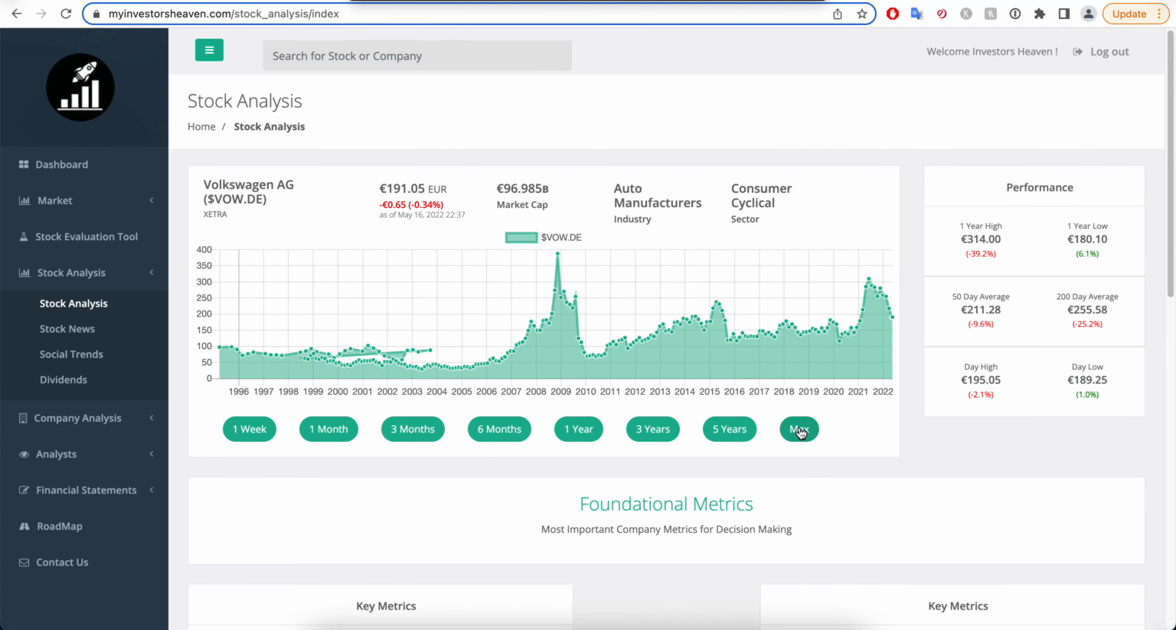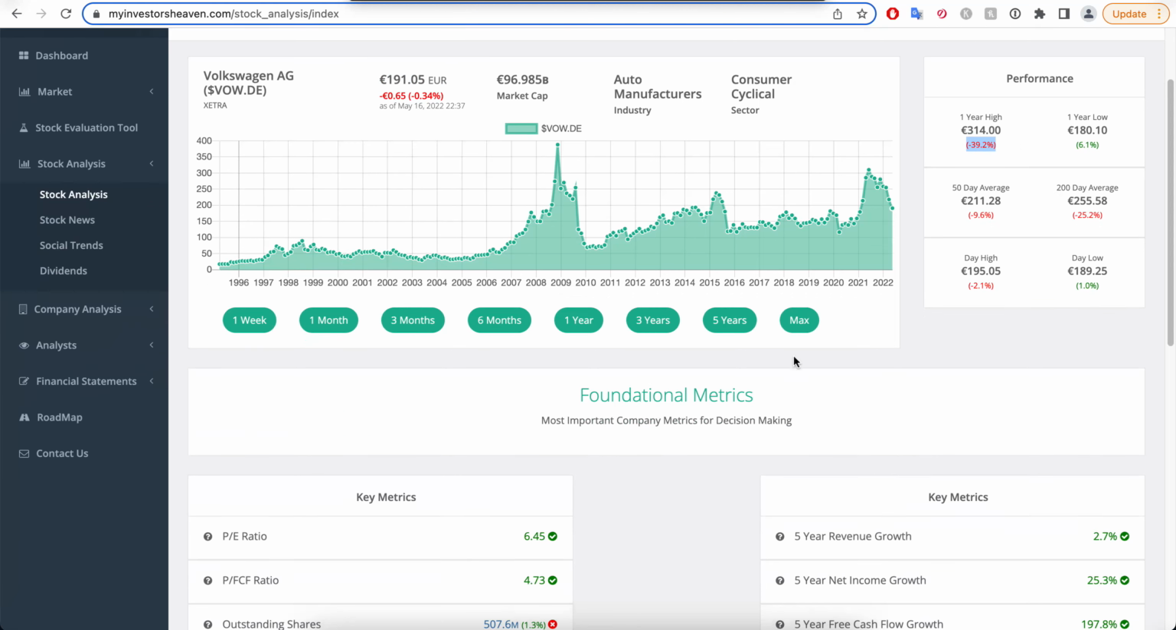So the max chart actually tells us of a company that has achieved some massive highs at some points and then has gone down. It has happened about 3 times here, 1, 2, and 3 times over here through the max period that the company has been running. And so now we're in a little bit of a slump at 195 euros, down about 40% from its last 1-year high.